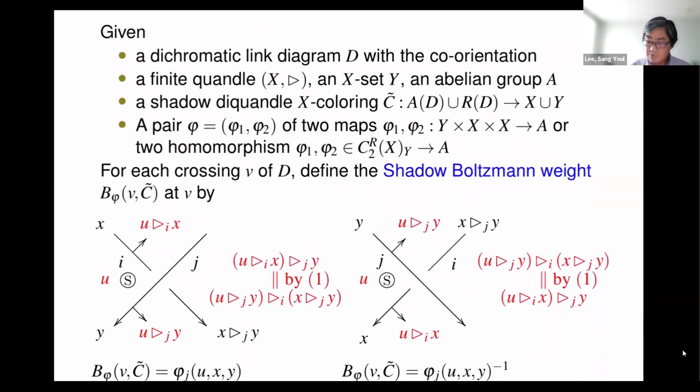Then the shadow Boltzmann weight is defined like this. This is the source region. Then we evaluate the given shadow diquandle 2 cocycle at U, X, Y. U is the color of the source region, X is the color of the under arc, and Y is the color of the over arc adjacent to this source region. Okay? And the negative crossing is also similar, but the crossing sign is here.